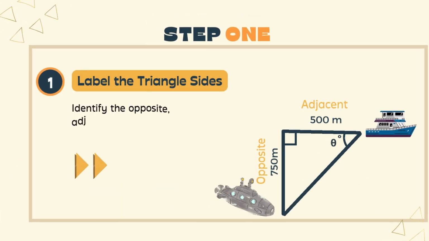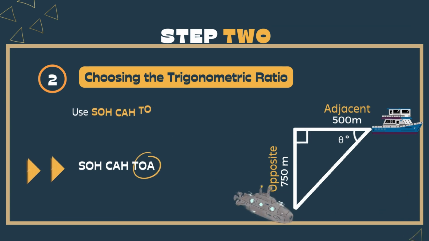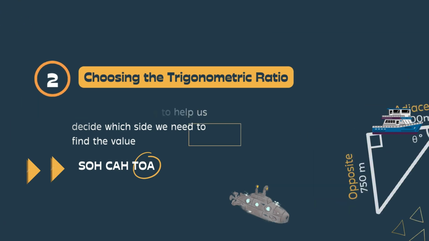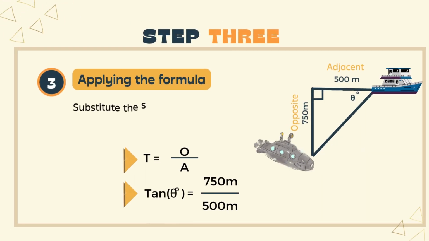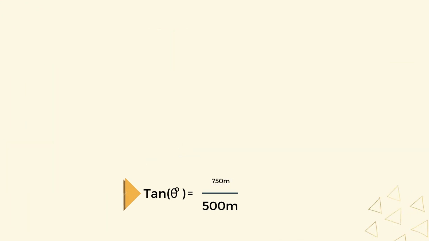Firstly, we need to label the triangle sides, so we know the value of the adjacent is 500 meters and the opposite is 700 meters. Then, from there, we can choose what formula to use, and in this case, we can use TOA to find the angle. For step 3, we can apply the formula by using tangent equals opposite over adjacent. By using this formula, we can find the degree between the boat and the submarine in the ocean.